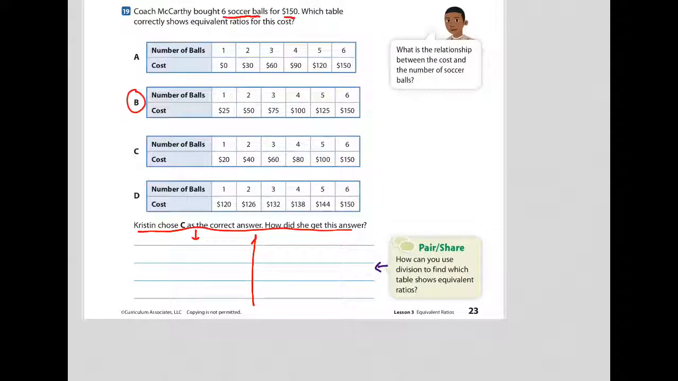So here's what I want you to do. I want you to take a look up here, and I want you to look and see if you can figure out how Kristen might have gotten choice C as her answer. All right? Write down 1 or 2 sentences here. Remember, this is your thinking. Your answer might be totally different from mine, and that's okay. But pause the video, write your answer to that question, restart it when you're done. Go.